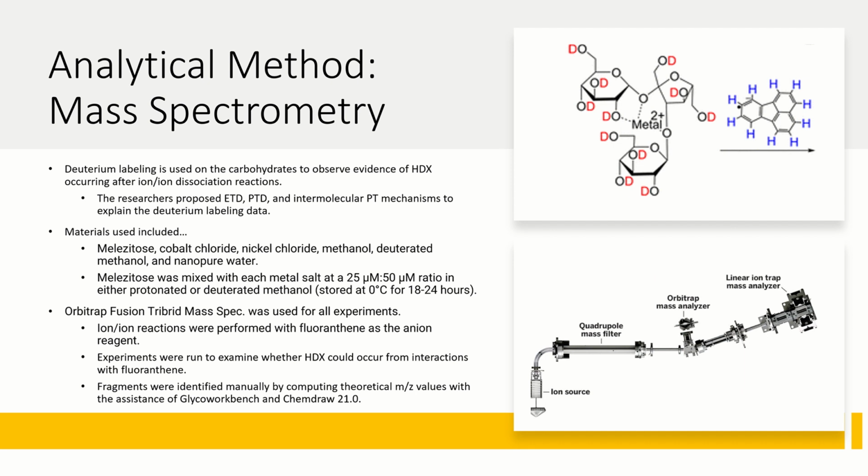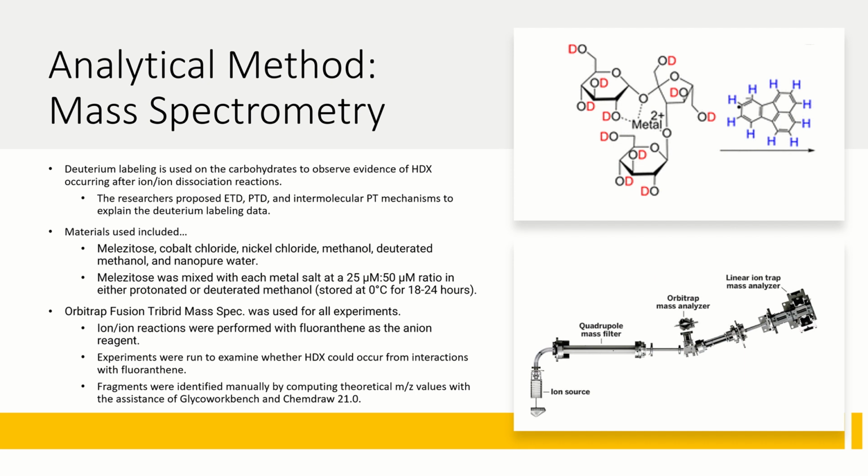So, as to the specific type of mass spec machine that is used, it is the Orbitrap Fusion Tribrid mass spec. And it does ion-ion reactions, and they were all performed with fluoroethane as the anion reagent.